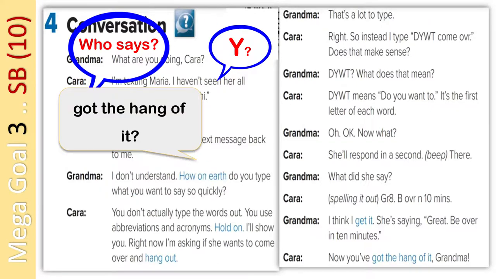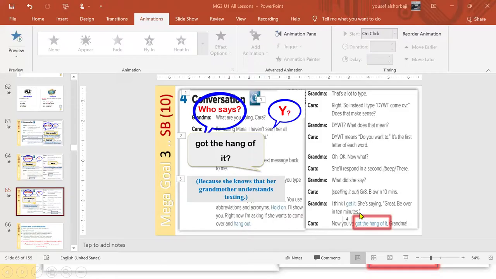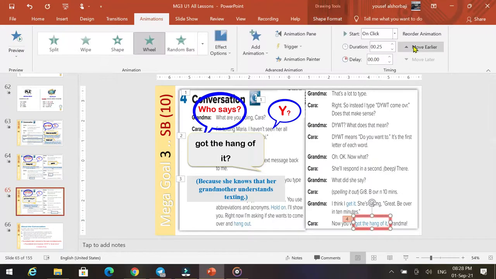Why did she say that? Because. طبعا هنا got the hang of it في نهاية الconversation. Because she knows that her grandmother understands texting. إن الآن جدتها صارت فهمت للإيش texting. أيضا هنا نحتاج أقدم شرط. Okay.